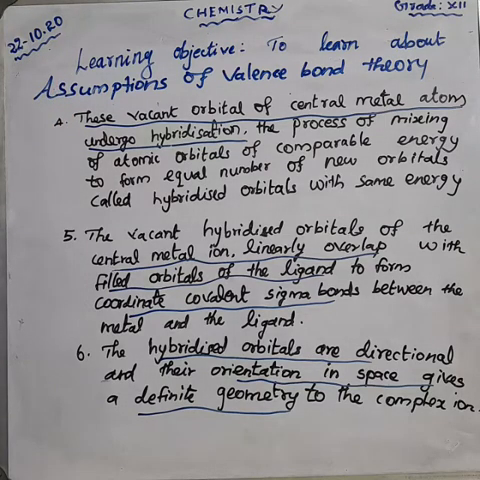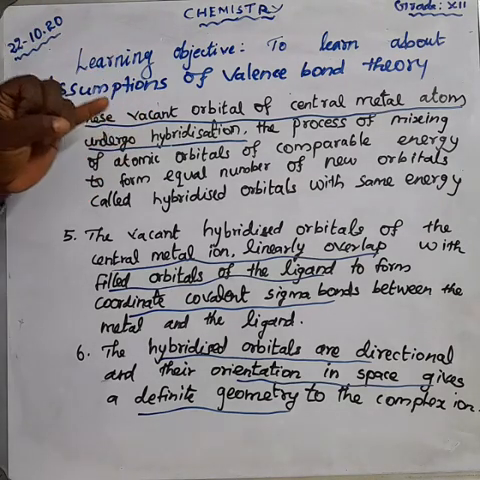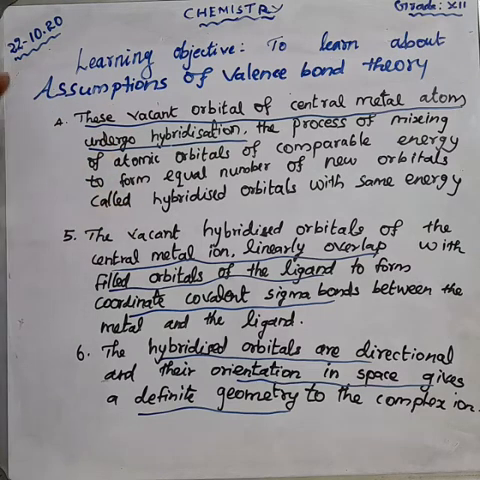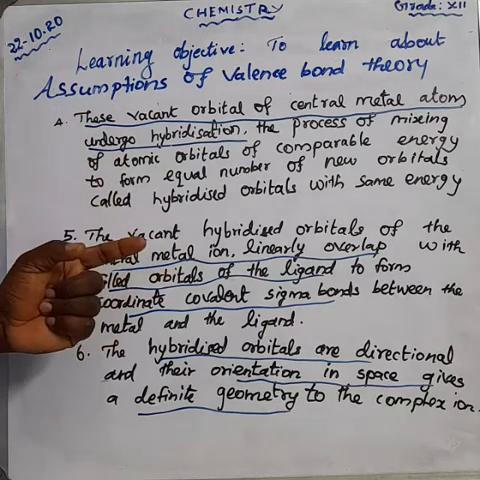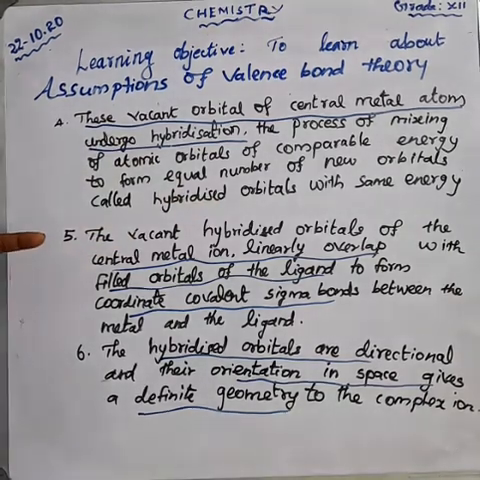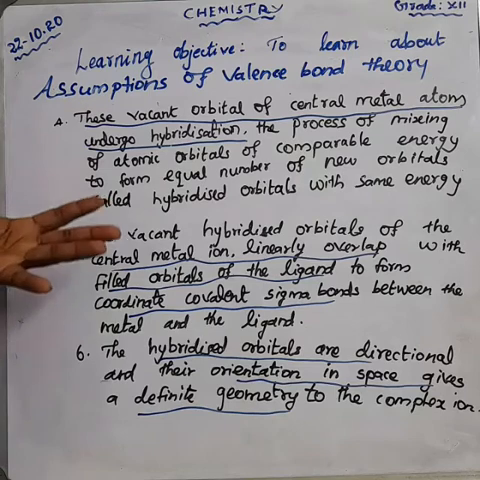Can you remember the first point? It is formed by the sharing of electrons between the central metal atom and the ligand. What is the second point? Each ligand should have at least a filled orbital, containing a lone pair of electrons. That is the second point. What is the third point?